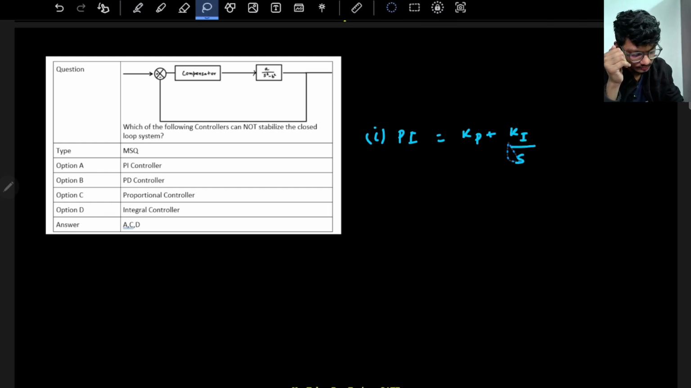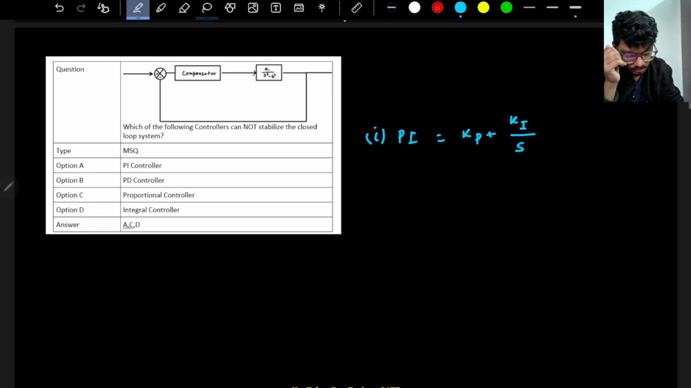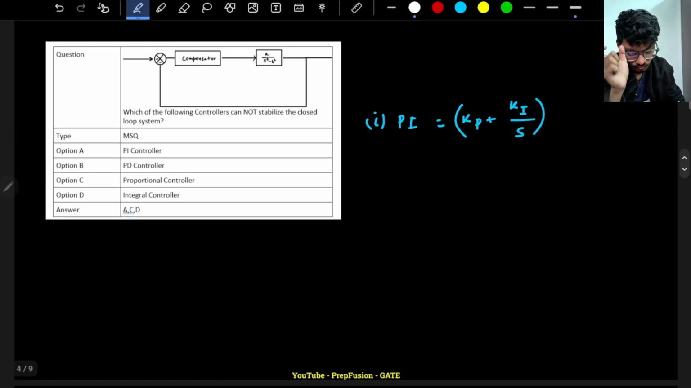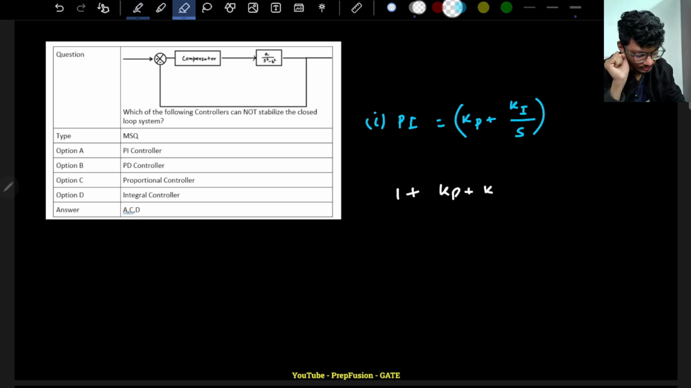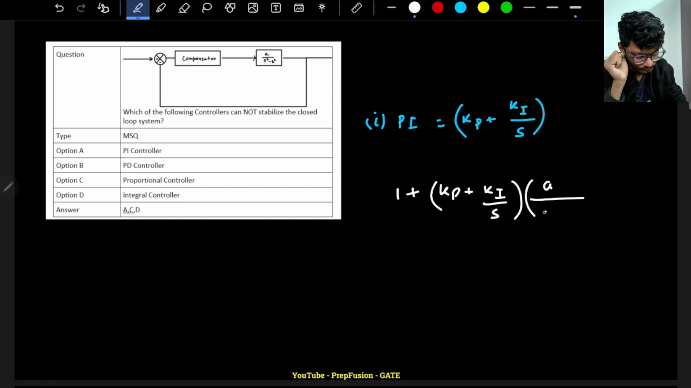Okay, Ki divided by S. This is the PI controller, and now what we have to do is simply write the characteristic equation. The characteristic equation is 1 plus G(s) into Gc(s). So this is the controller, and G(s) is given as A divided by s square minus b square, equals 0.